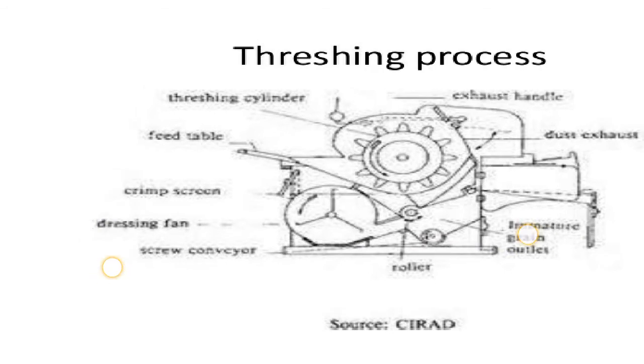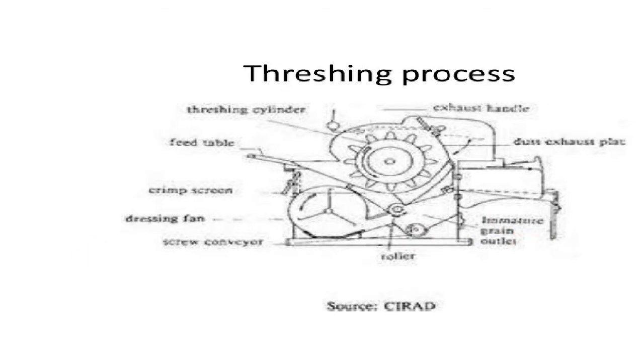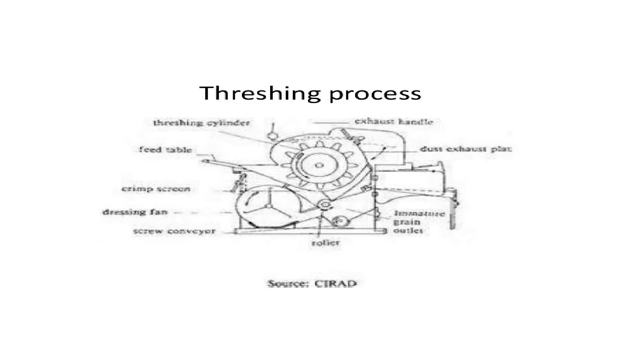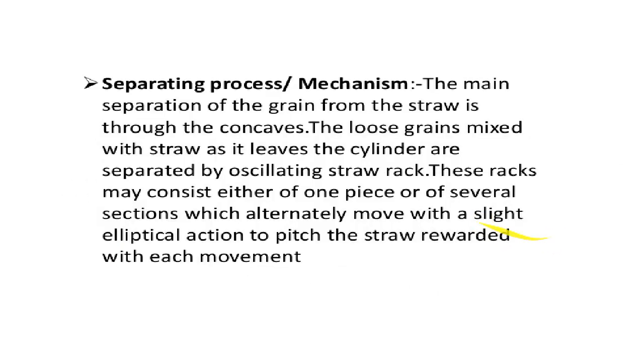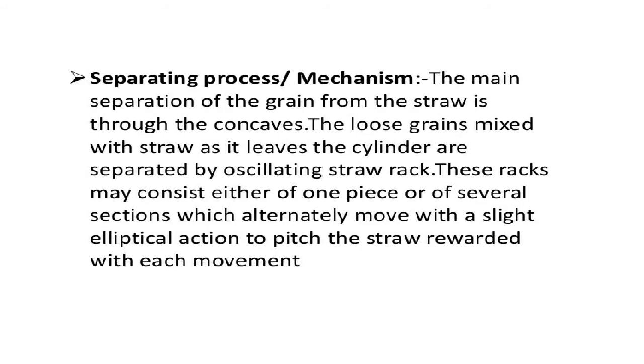You can see that due to the speed of the cylinder, it hammers the crop material being fed, and a rubbing action takes place. It separates the grain from the chaff. Now the separation process: the main separation of the grain from the straw is through the concaves, and the loose grains mixed with straw as it leaves the cylinder are separated by the oscillating straw rack. These racks may consist of one piece or of several sections which alternately move with a slight elliptical action to pitch the straw rearward with each movement.